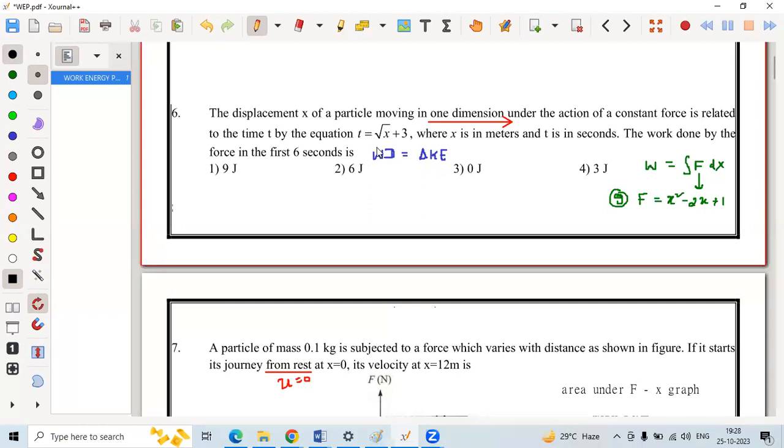So here t is equal to root x plus 3 அப்படி கொடுத்திருக்கு. Can I do like this? Root x is equal to t minus 3. I'll do squaring on both sides. If I do squaring on both sides, can I get like this? X equal to t minus 3 whole square.